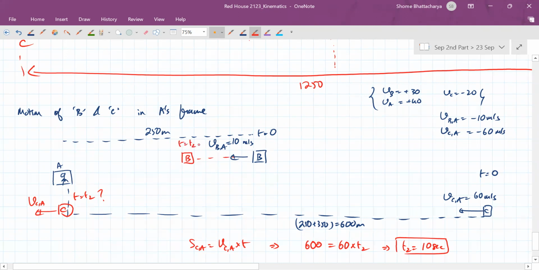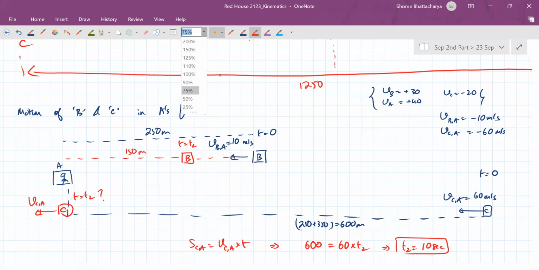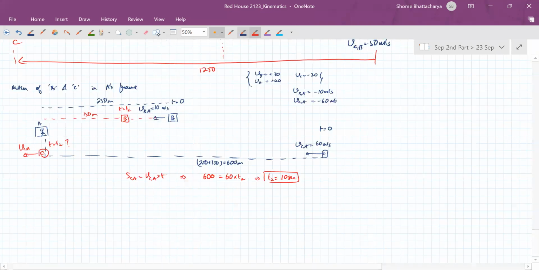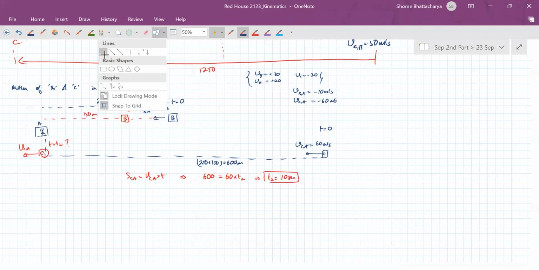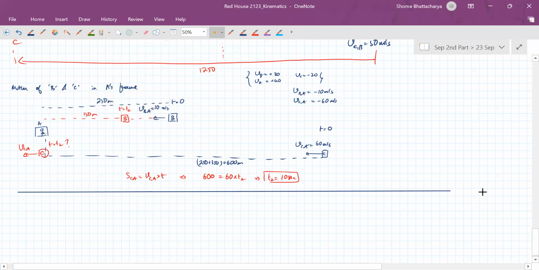This is where B is at time t2. Distance of 150 meters. Now, if you want to put together all this information from the ground frame point of view, that also makes a very interesting thing here.